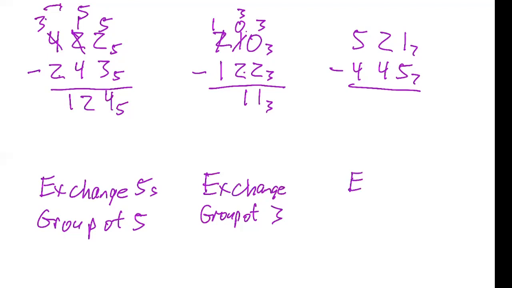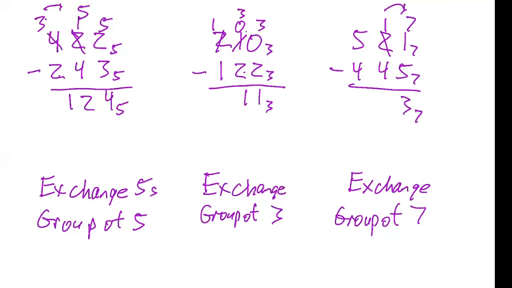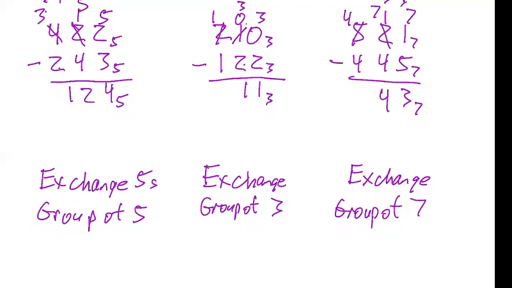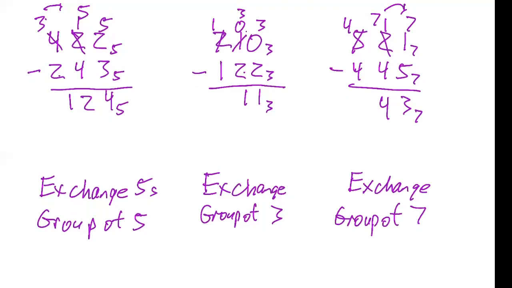Base 7, I'm going to exchange groups of 7. So when I exchange, I'm exchanging a group of 7. 8 subtract 5 is 3. I need to exchange again. That goes into the 7 slot as a group of 7. 7 plus 1 is 8. Subtract 4 is 4. And I'm finished because 4 subtract 4 is 0. So the answer is 4, 3, base 7.